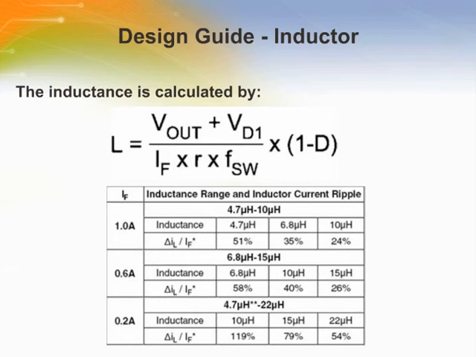The inductor value determines the output ripple current. Lower inductor values decrease the size of the inductor but increase the output ripple current. An increase in the inductor value will decrease the output ripple current. The ratio of ripple current to LED current is optimized when it is set between 0.3 and 0.4 at 1 amp LED current. The table lists the recommended inductance range.